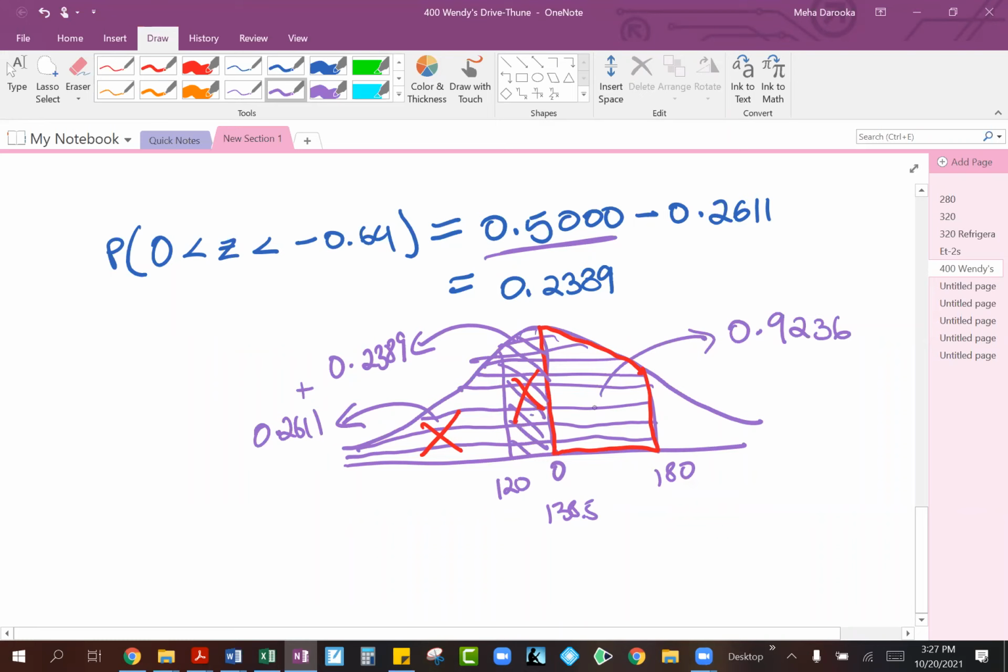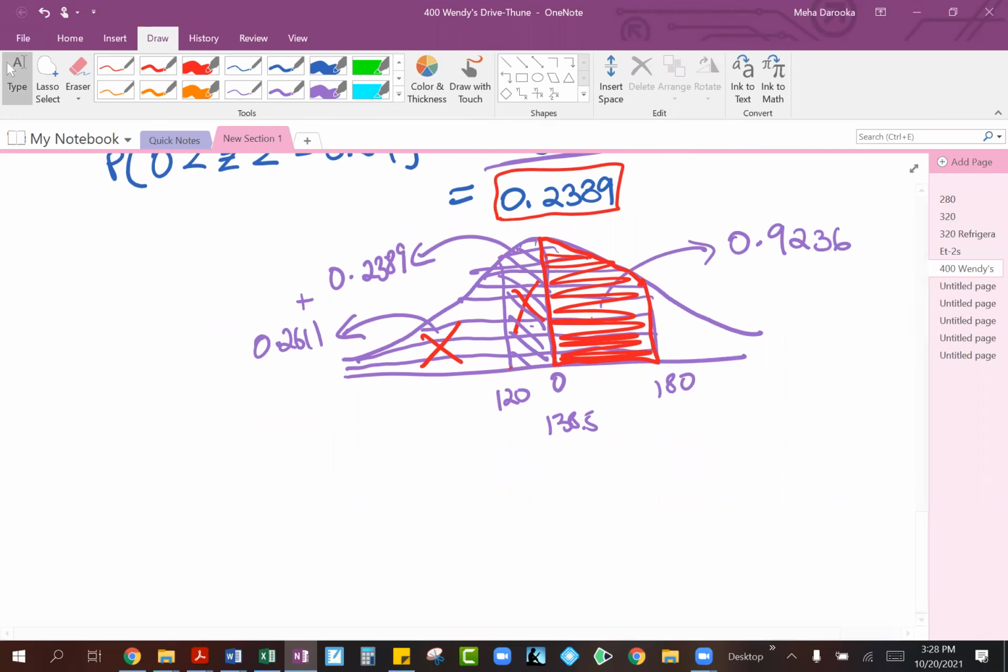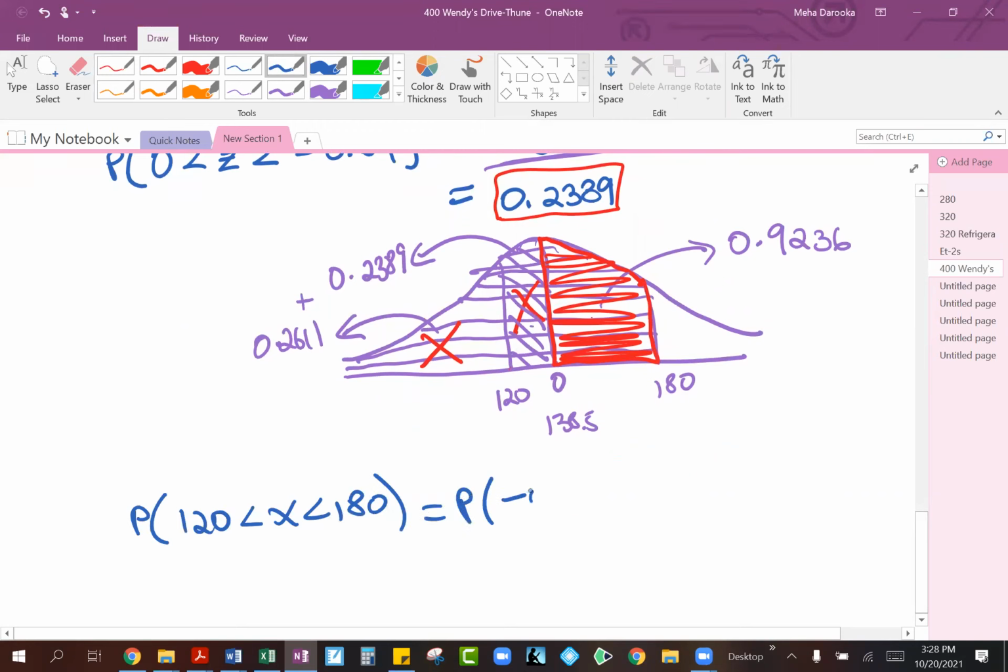So what you will have to do is remove both of these sections on the left-hand side that I've marked with an X, so that we can calculate what the area inside this little red box is going to be. And then once you find that area, you can add it with this 0.2389 to get the total area between 120 and 180. It's a little bit of figuring out how you get that total area in this case. So we take this value of 0.9236, and this is going to be for the probability between 120 and 180, which came out to be a z-score of negative 0.64 and 1.43.